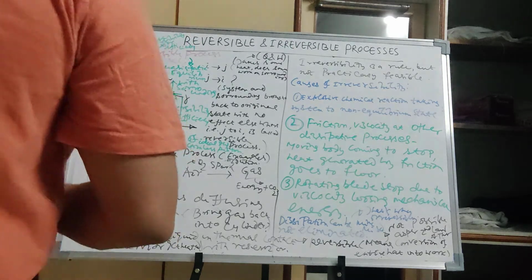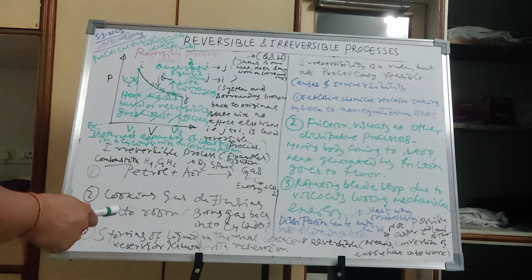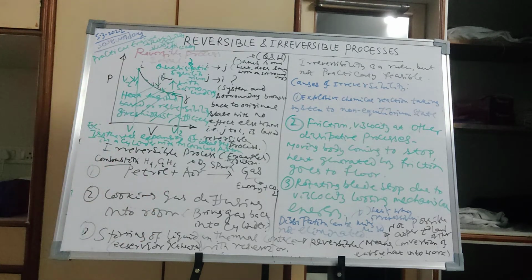Okay, so the examples of irreversible processes. What are the different examples of irreversible processes? Let us say a petrol engine. Actually, petrol engines and diesel engines are otherwise called IC engines, or internal combustion engines, whereas the railway steam engine is called an external combustion engine because the coal is burning outside. The internal combustion engine is again divided into two types, petrol or diesel.